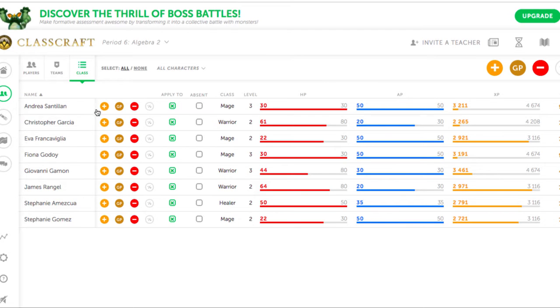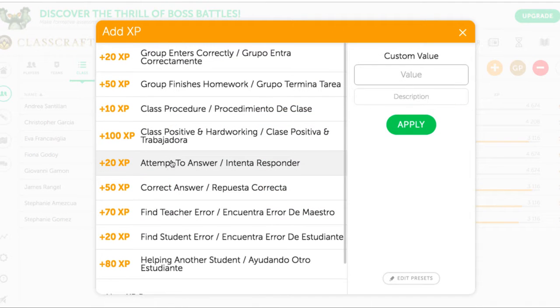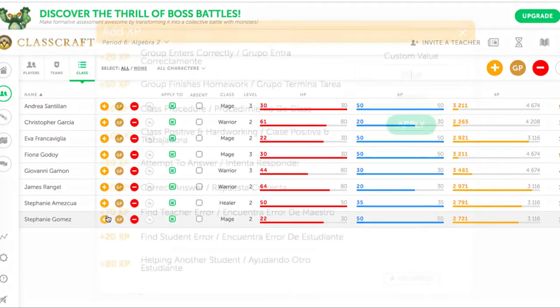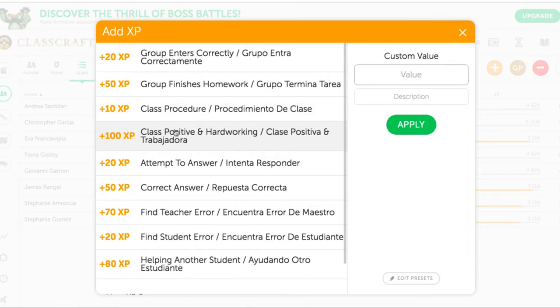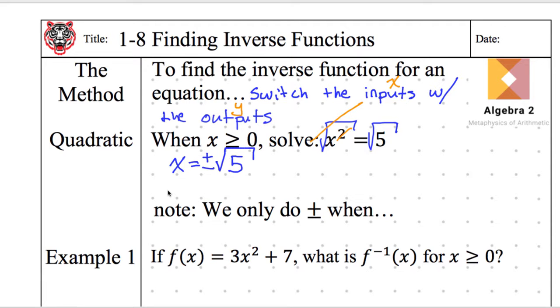So I'm going to give XP before I forget about it. Andrea, go for it. It is plus or minus. Anyone know why it's plus or minus? The deep math question. Why do you have to do plus or minus? Go for it, Fiona.